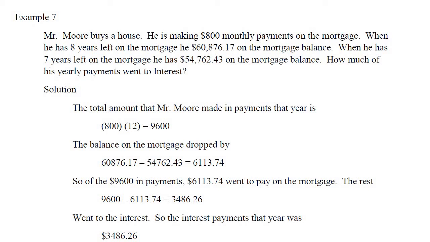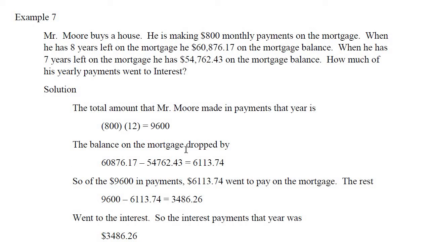Well, we want to know how much of his yearly payments that year went to the interest. So his yearly payments, well, he paid $800 a month for 12 months. So 800 times 12, that is $9,600. That's the total amount that he paid that year on his mortgage.